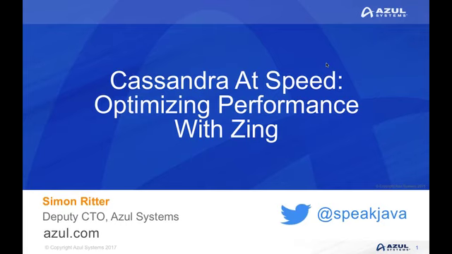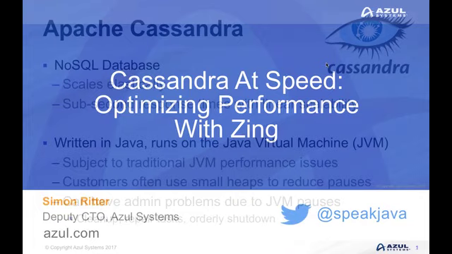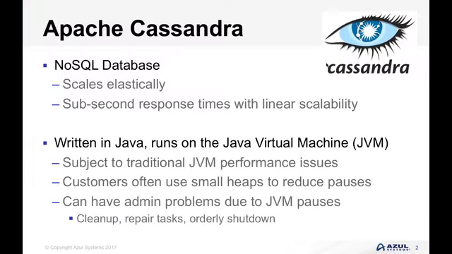Okay, so what we're going to talk about this morning is the idea of how you can improve the performance of Cassandra. And so what we need to look at is, what do we mean by performance? What are we actually looking at here? So the first thing is, let's just briefly recap on Cassandra.